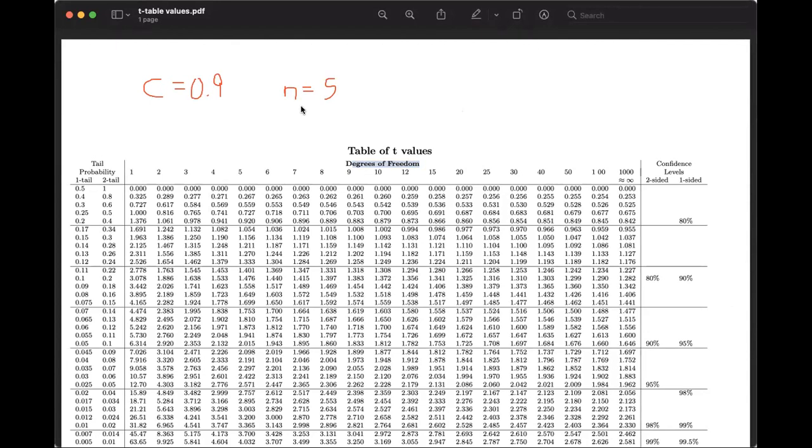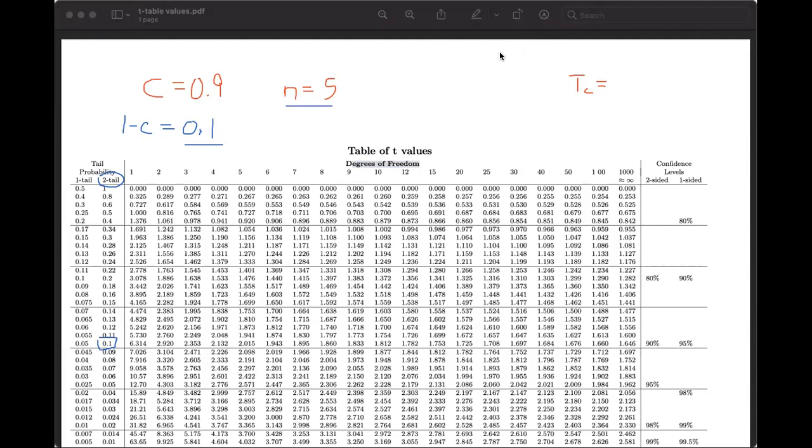The key is to find the T critical value. That's what we're in search of here. What is that T critical value? Come over here to your level of confidence and subtract it from 1. So 1 minus C, with C of 0.9, gives us a value of 0.1. Because we're dealing with a confidence interval, all confidence intervals have to be in the two-tail column. Find the value of 0.1 in that two-tail column. Boom, there it is.